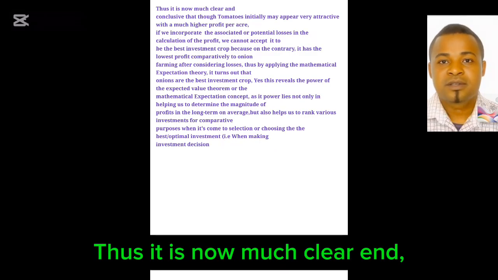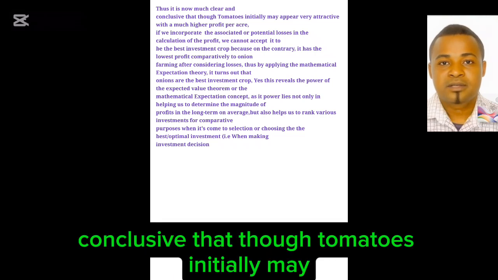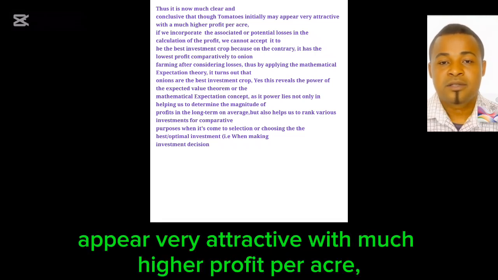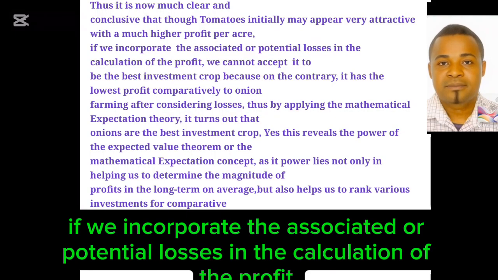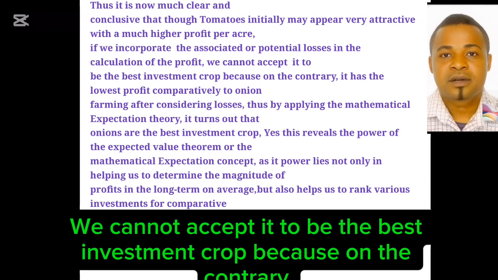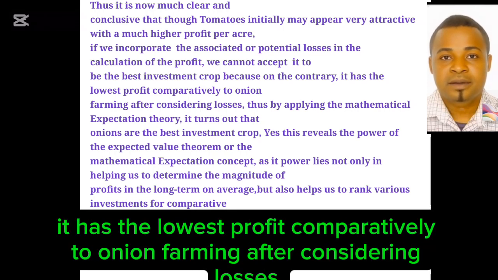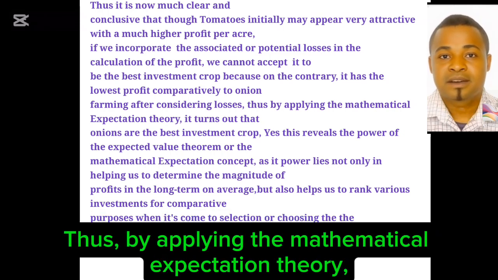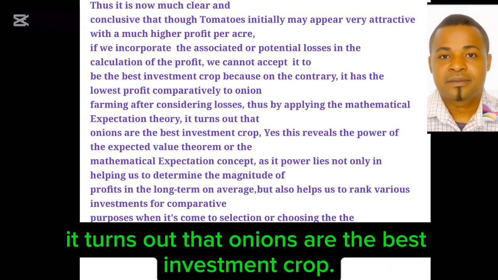Thus, it is now much clearer and conclusive that though tomatoes initially may appear very attractive with a much higher profit per acre, if we incorporate the associated or potential losses in the calculation of the profit, we cannot accept it to be the best investment crop because, on the contrary, it has the lowest profit comparatively to onion farming after considering losses. Thus, by applying the mathematical expectation theory, it turns out that onions are the best investment crop.